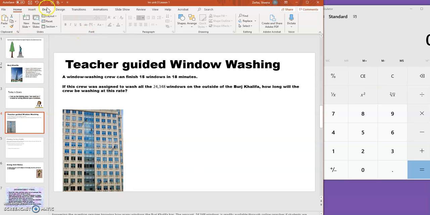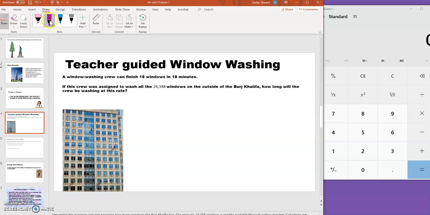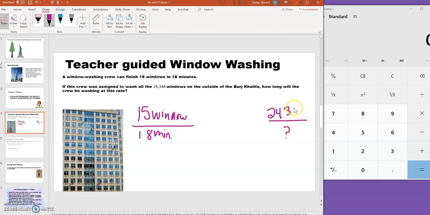I'm going to write my rate as a fraction for this problem, and when I write it, I'm going to make sure to include the labels. So the rate that we are given is 15 windows in 18 minutes, which I will abbreviate to just min. And what we're trying to find out is the number of minutes it's going to take to do 24,348 windows.